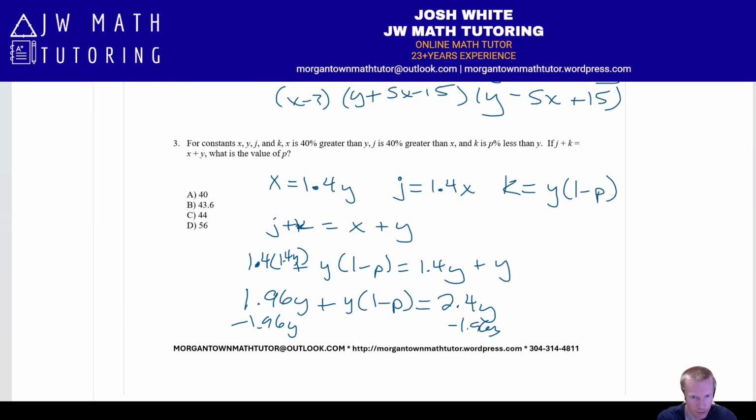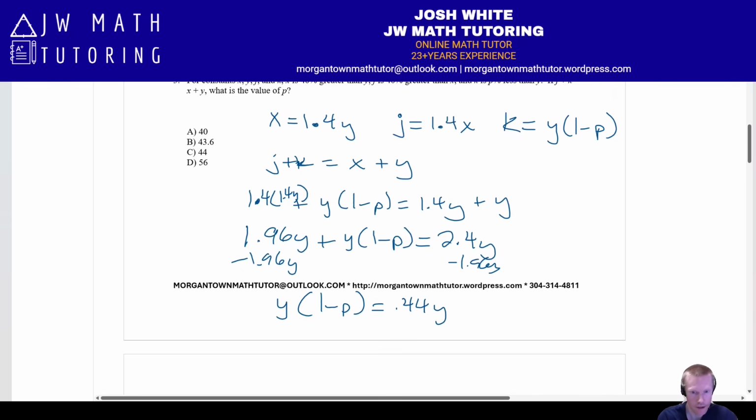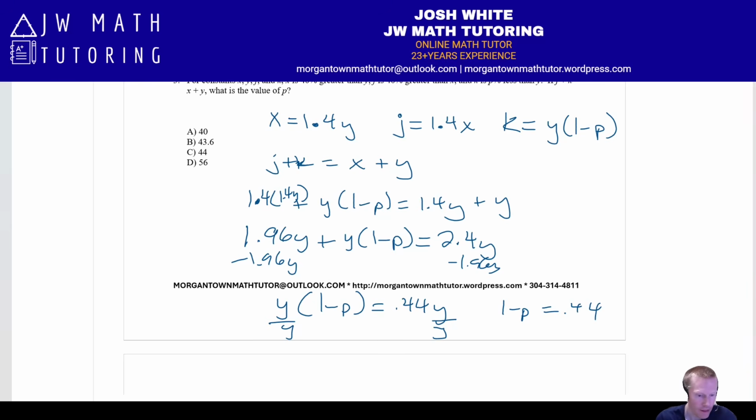And that gave me y times 1 minus p equals 0.44y. And now the y's cancel out. I got 1 minus p equal to 0.44. And then if you want to solve this, you could just do minus 1, negative p equals negative 0.56. Divide by negative 1 to flip the signs. P equals 0.56.